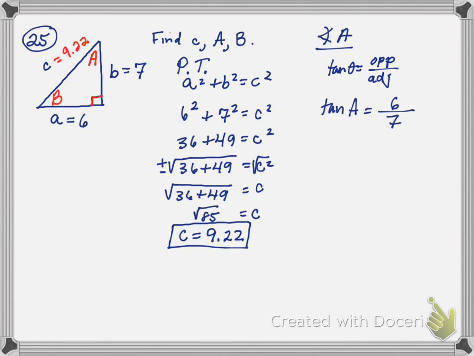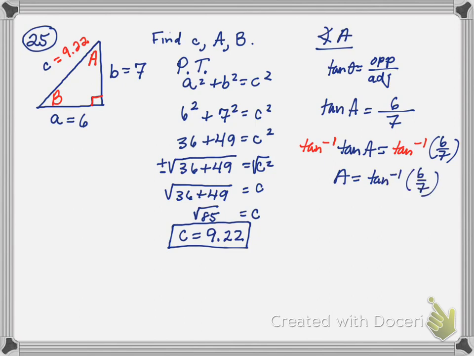To get tangent off of angle A, I have to do the inverse operation, which is to multiply by inverse tangent. So if I take inverse tangent of both sides, I get A, or angle A, equals the inverse tangent of 6 over 7.